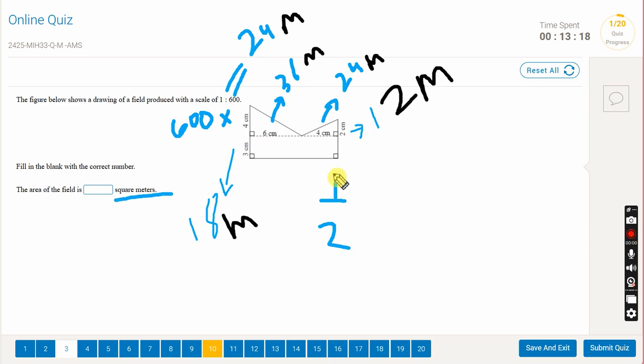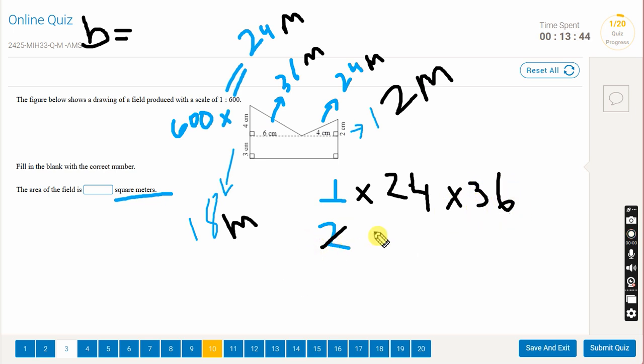Okay, so first let's solve the triangle. Let's say now the big triangle, I'll write B here. So write first half base times height, right? So what is that? 24 times 36, right? Now you can make it easy for you. You can simplify and this will be 12. So what is 12 times 36? 12 times 36 is going to give you 432. So for the big triangle, it's going to be 432.